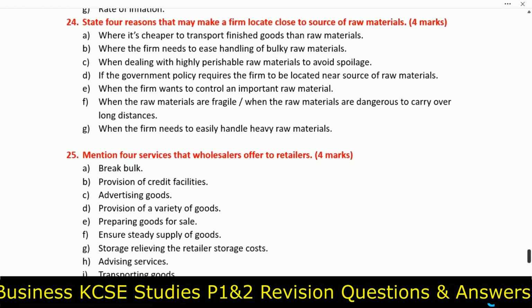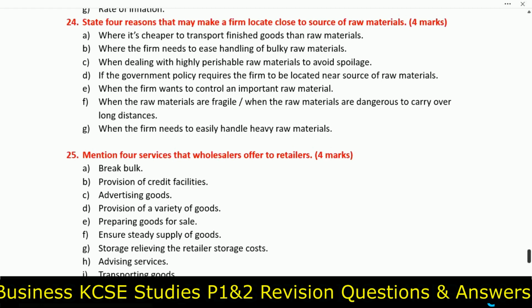Next, if the government policy requires the farm to be located near the source of raw materials. Next, when the farm wants to control an important raw material. Next, when the raw materials are fragile, when the raw materials are dangerous to carry over long distances. Next, when the farm needs to easily handle heavy raw materials.